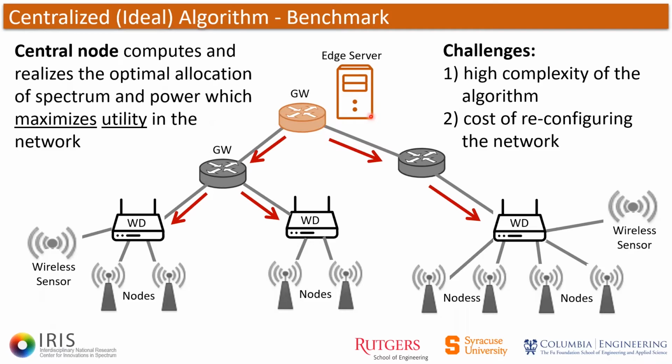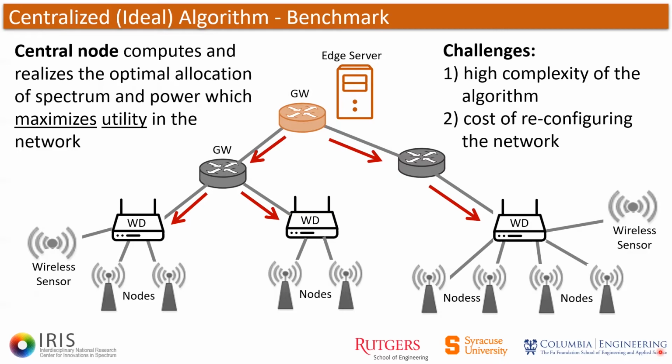When a disturbance occurs, for example, a new radio enters the network or an external radio starts to interfere with the network, then this disturbance is communicated to the edge server, and the edge server computes the optimal allocation of spectrum and power in the entire network and communicates the new configuration to every radio in the network. Clearly, a main challenge associated with this algorithm is the high computational complexity associated with computing the optimal resource allocation of all radios in the network.